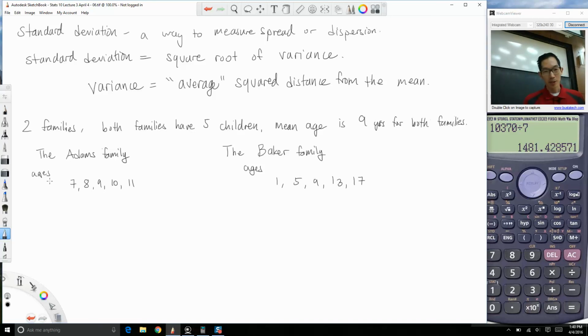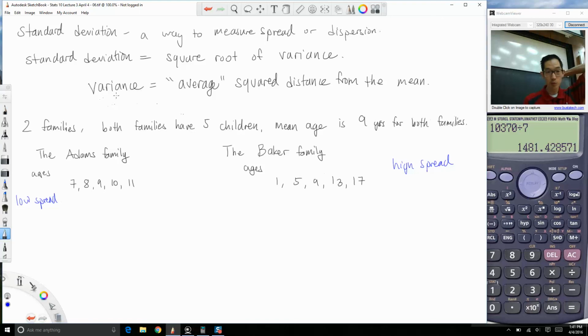So even though there are 5 kids in both families and the average age is 9, it doesn't capture the whole picture. The key difference is that the spread in the Baker family is much larger than the spread in the Adams family. Over here we have very high spread, or high standard deviation, high variance, and over here we have low spread. Let's calculate the spread in the Baker family and in the Adams family.